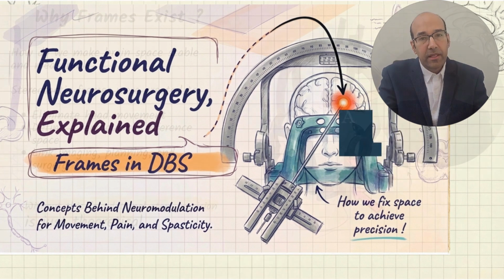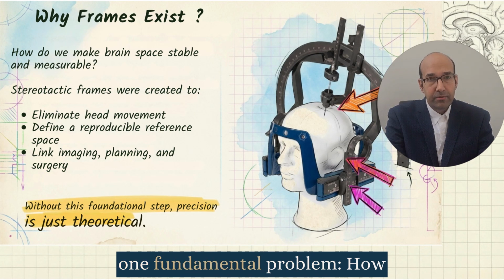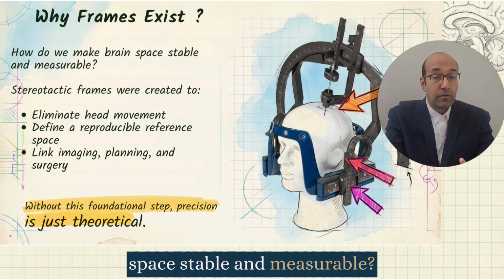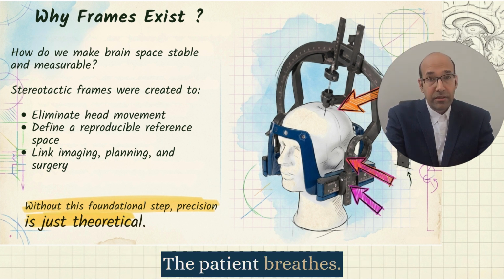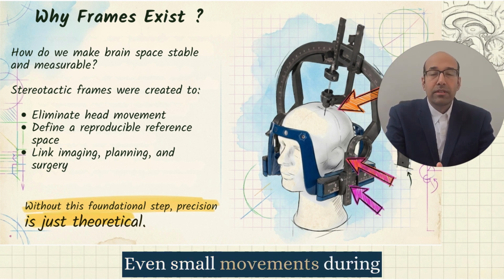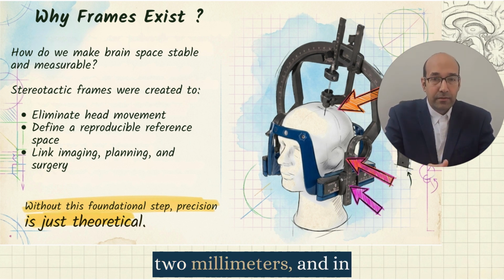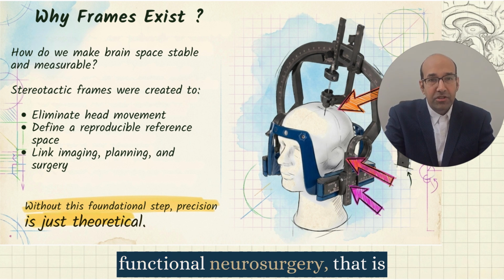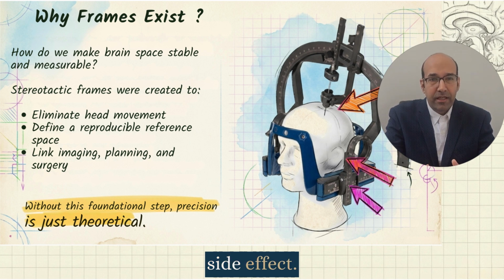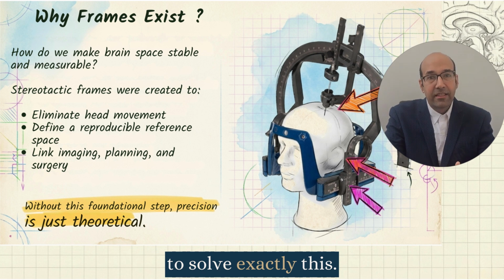Let's dive in. Before we can target anything inside the brain, we need to solve one fundamental problem. How do we make brain space stable and measurable? Think about it. The patient breathes. The brain moves slightly. Even small movements during surgery can shift your target by 1 or 2 millimeters. And in functional neurosurgery, that is the difference between a good outcome and a side effect. Stereotactic frames were created to solve exactly this.